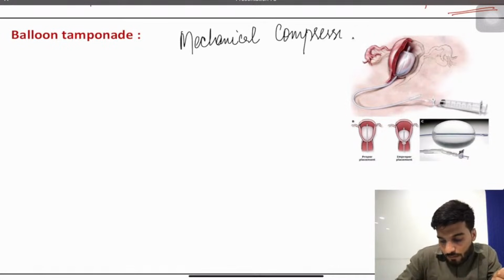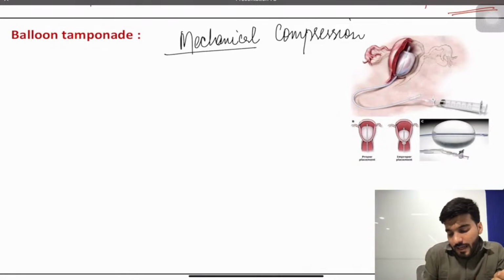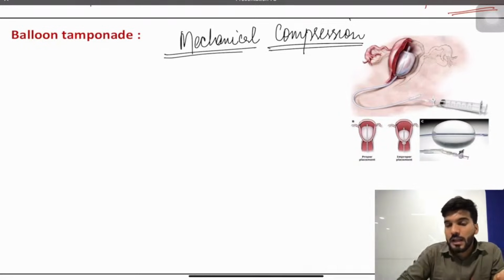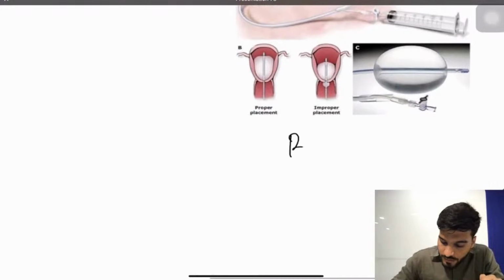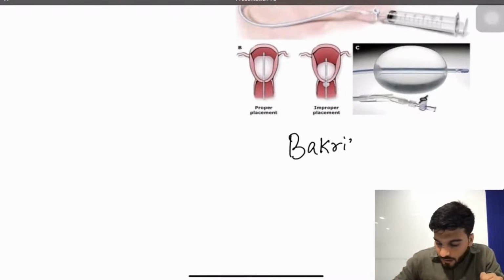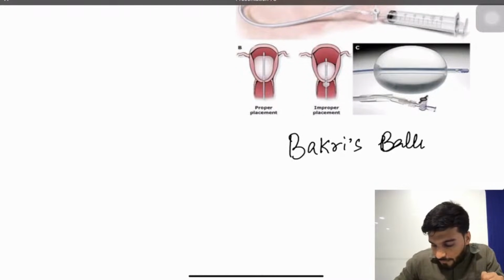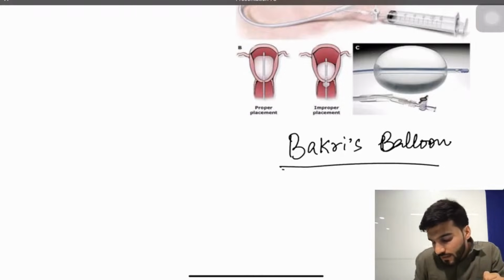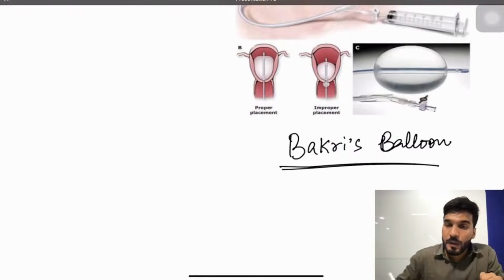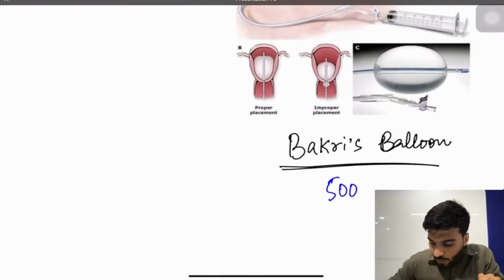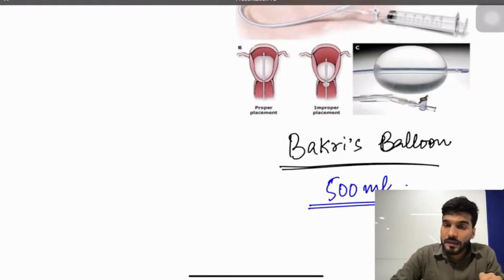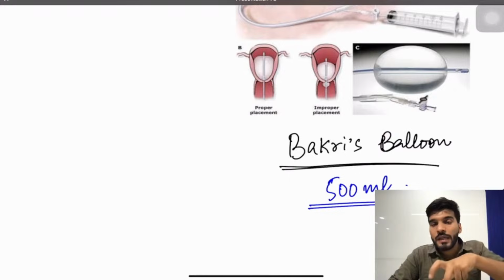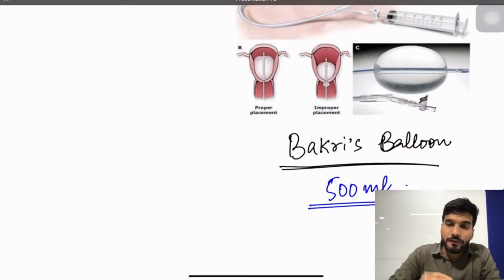We do this mechanical compression with the help of a balloon tamponade. In balloon tamponade, what are we using? This picture is Buckley's balloon, and the capacity of the Buckley balloon is 500 ml. We place this Buckley balloon and inflate it with 500 ml of normal saline. The pressure over the walls will stop the bleeding.